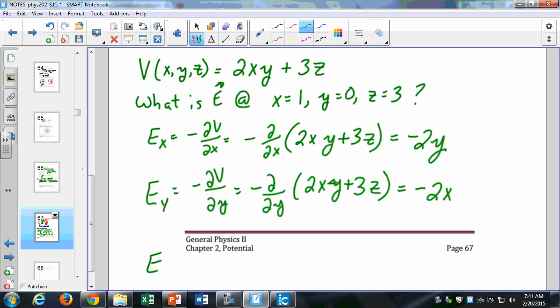And then finally, Ez is negative del V del z. Again, those are Greek letters, not 2's. They sort of look like a 2, but they're Greek letters. That's negative 3. Right. I'm just taking the partial of that function with respect to z, so letting x and y be constants. And then I get an expression for my electric field.